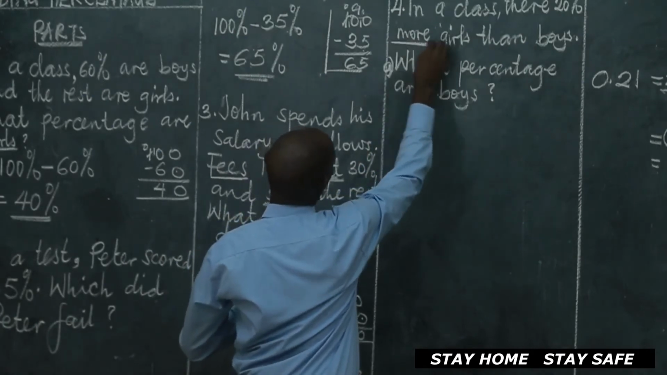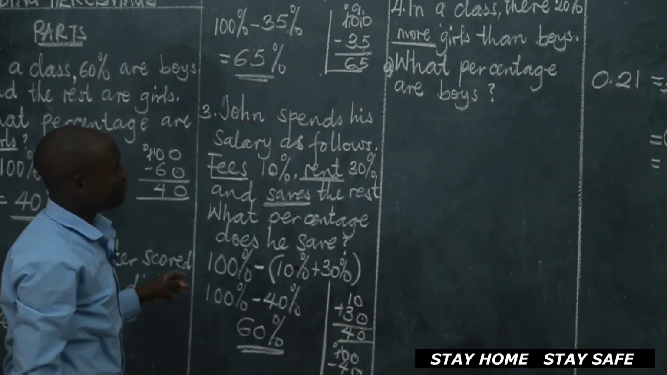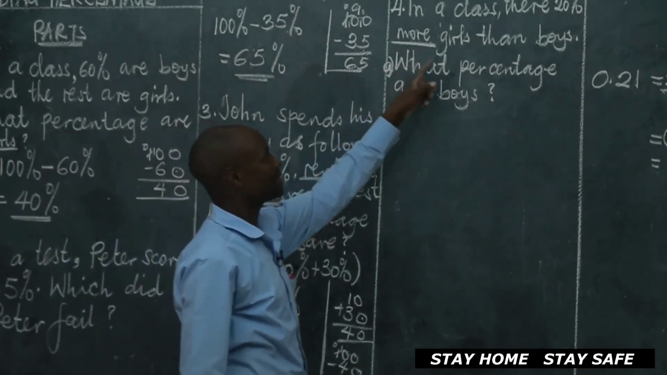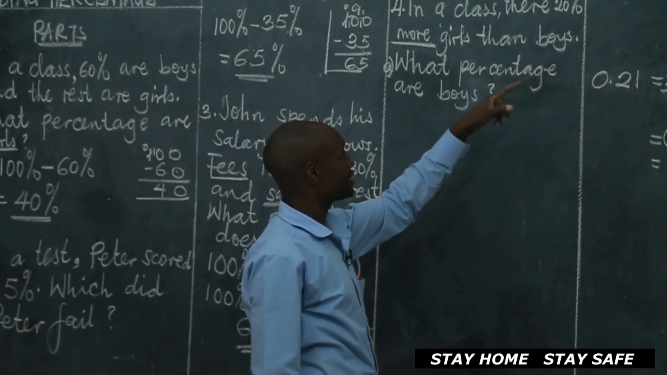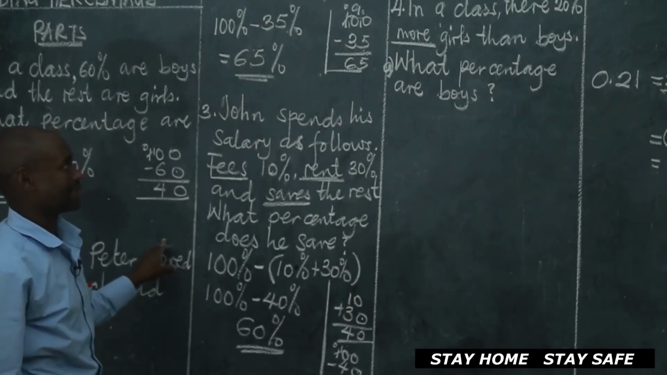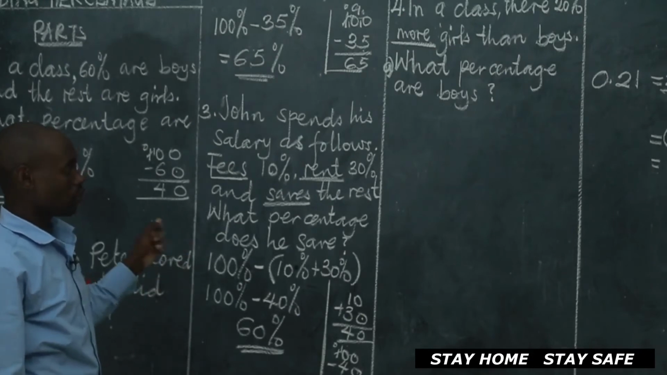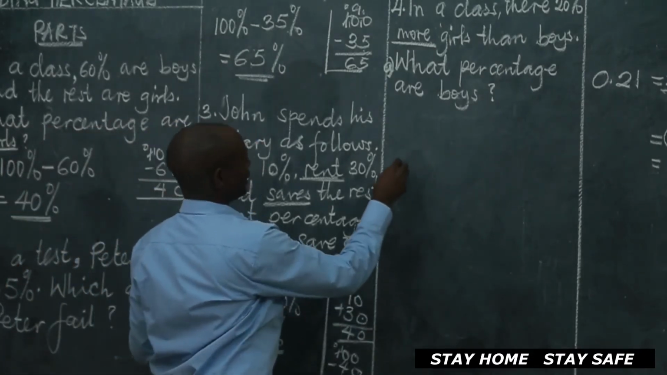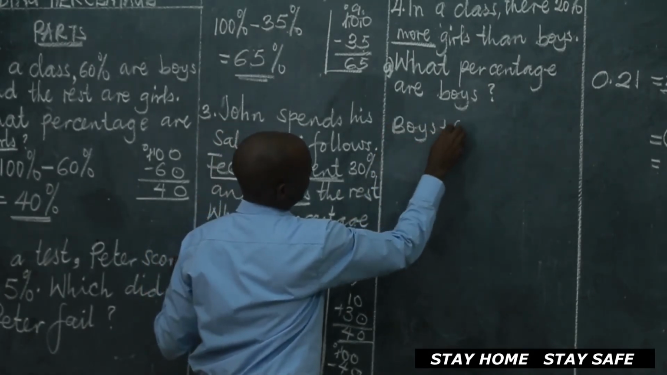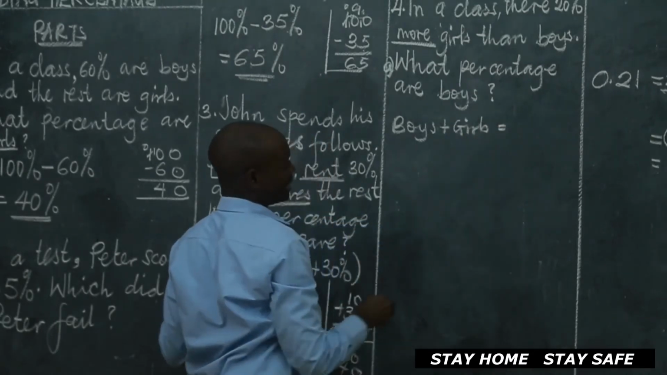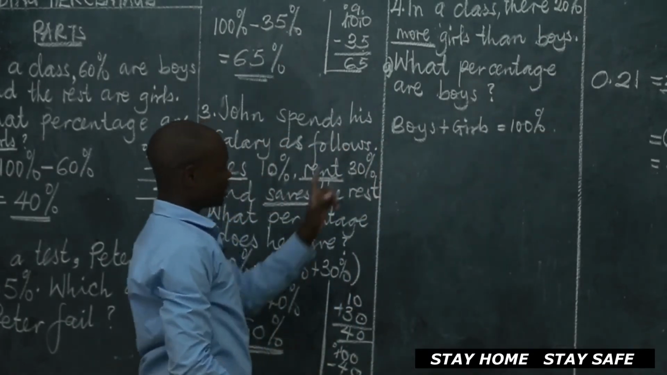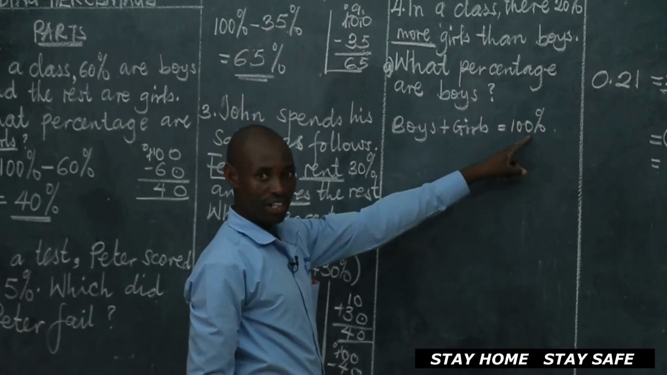interpret the meaning of this word more. So if I say girls are 20% more than boys, does it mean that girls are only 20%? The answer is no. So if the answer is no, what do we do in this case? What we do in this case, one, you can first of all get the percentage of boys plus girls. And we know that this percentage is 100%.